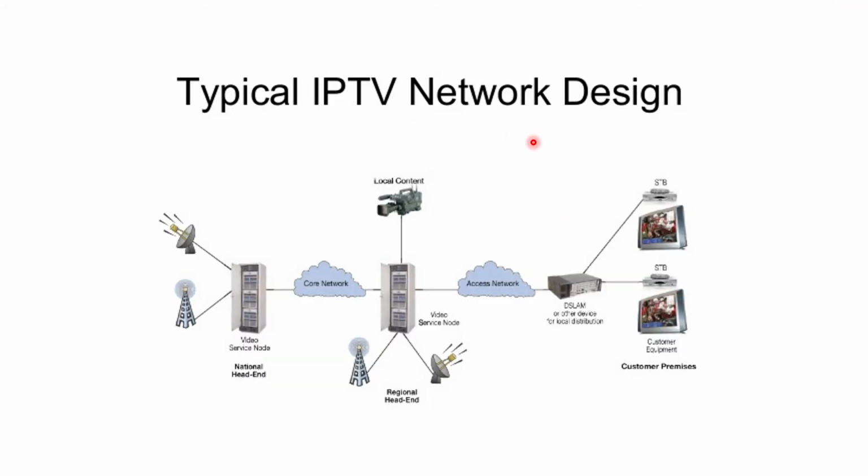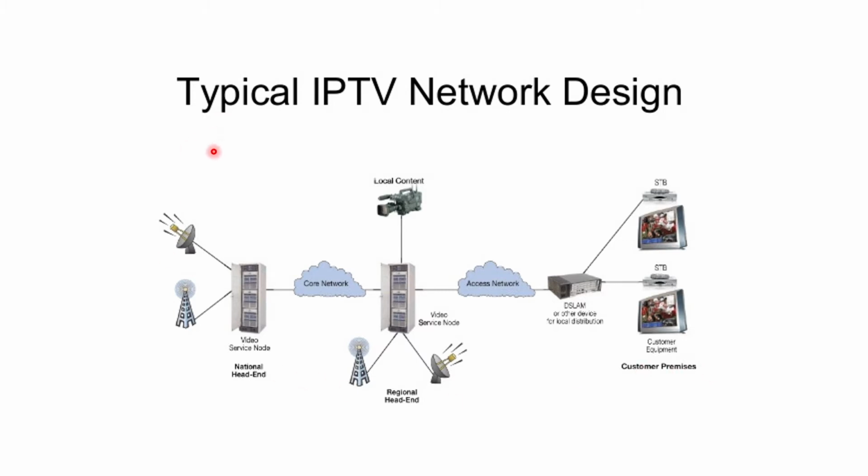Typical IPTV network design. If you see here, you are having the service providers here. So this is, I can say, national head end. This is a core network. Now this national video service node will be connected to the regional head ends. Okay, so you are having the main feeds and then you can add some local contents in that. So this is the video service node. Then regional head ends are connected. Then this is the access network. Access network is again connected to the DSLAM and then to the set top box and your normal television. Okay, so this is the consumer premises.